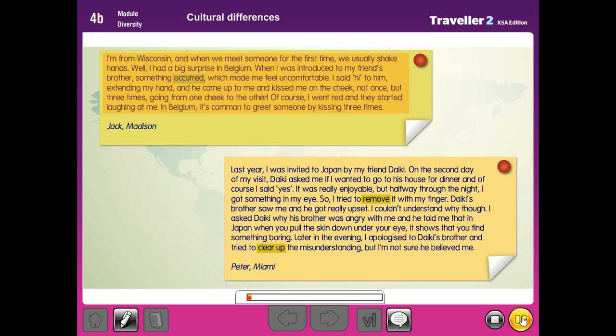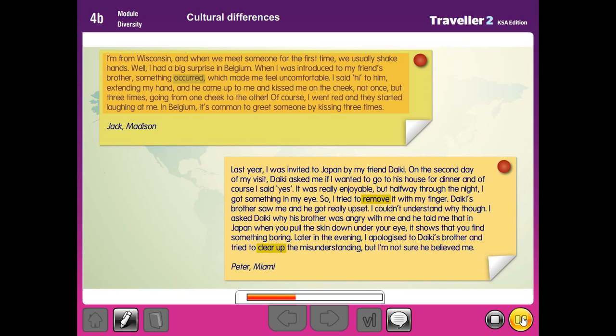I'm from Wisconsin, and when we meet someone for the first time, we usually shake hands. Well, I had a big surprise in Belgium. When I was introduced to my friend's brother, something occurred which made me feel uncomfortable. I said hi to him, extending my hand, and he came up to me and kissed me on the cheek. Not once, but 3 times, going from one cheek to the other.